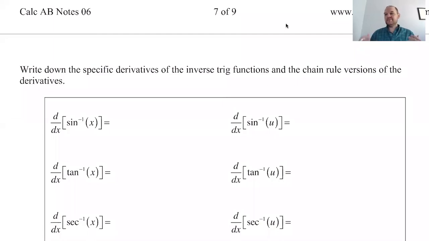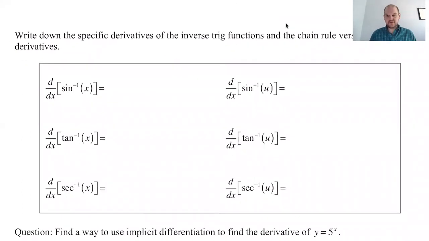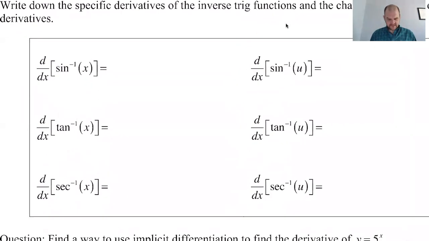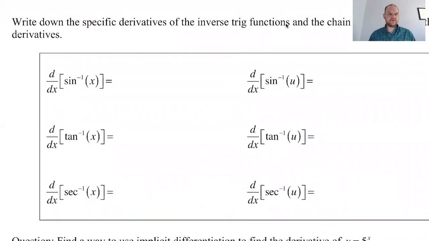All right, we're back. We are on page 8 of Calc AB Notes 6, and it starts with a nice summary of the derivatives of the inverse trig functions. So let's write these down. There are two different versions that we're going to write down. In the left-hand column, just a function of x, and in the right-hand column, we know that u is a function of x, so we're going to write down the chain rule version.